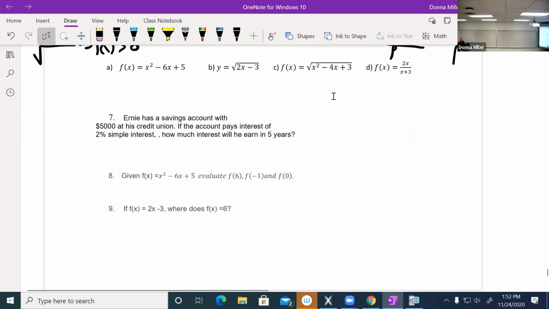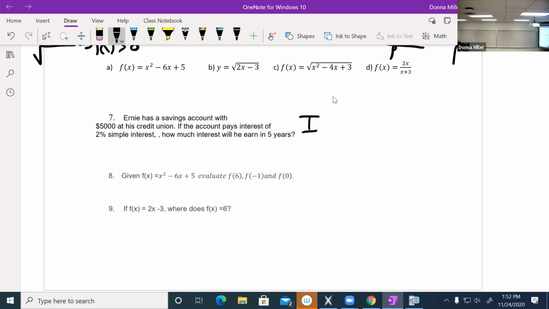All right, so this next one, number 7, is a simple interest problem. You can't use the TVM solver. That's not part of my class. It's part of our class, right? So it's just simple interest. We're just going to need to know the formula for simple interest.